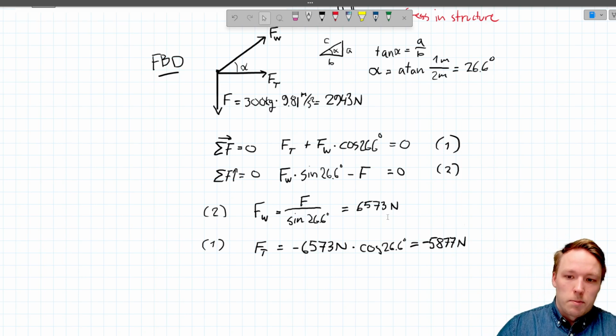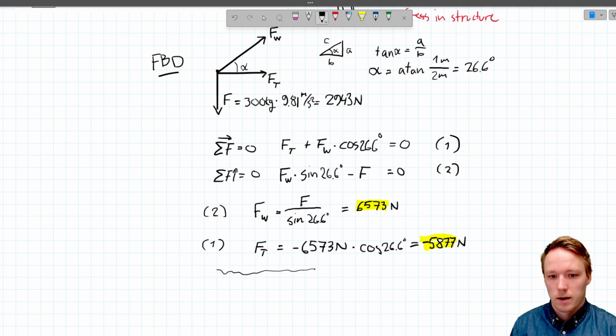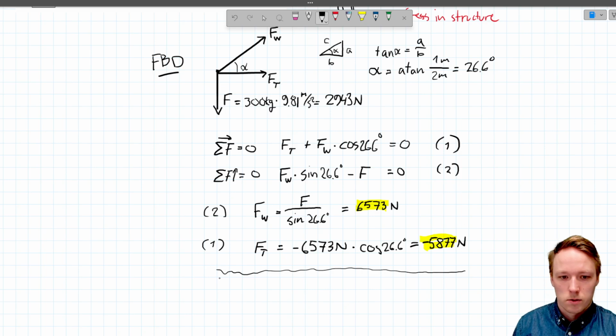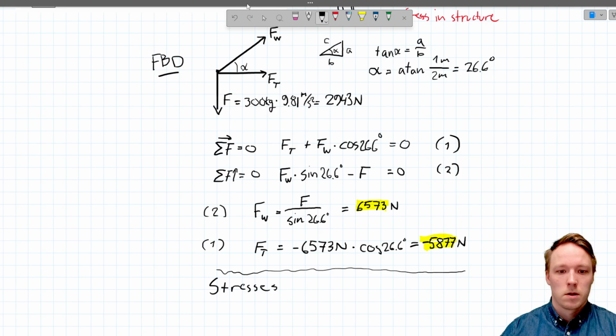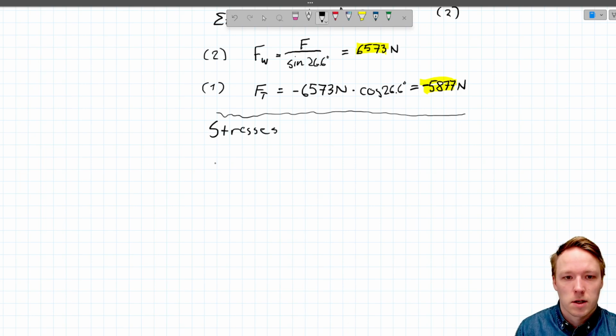So now we have calculated both forces. Let's highlight those forces so it's easier to follow up. So these are the two forces. The first one is the force on wire and the second one is the force on tube. Now we can easily calculate the stresses. So I make a little line in here. So stresses. So first let's start from the wire.